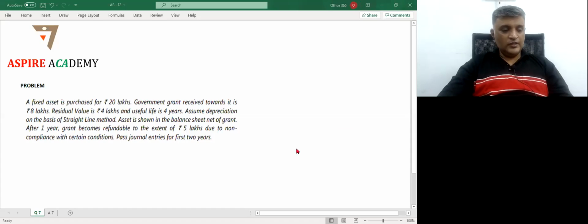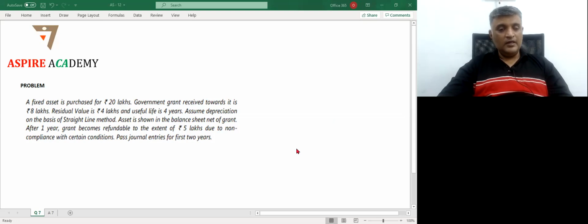We will now move on to the next problem in AS12. A fixed asset is purchased for 20 lakhs. Government grant received towards it is 8 lakhs. Residual value is 4 lakhs. Useful life is 4 years. Assume depreciation on the basis of straight line method.